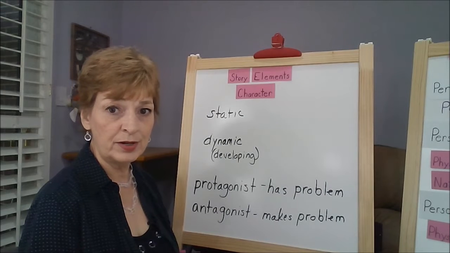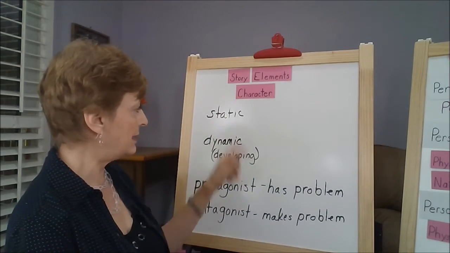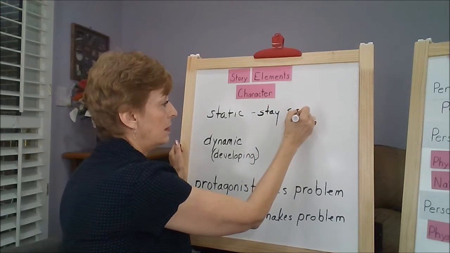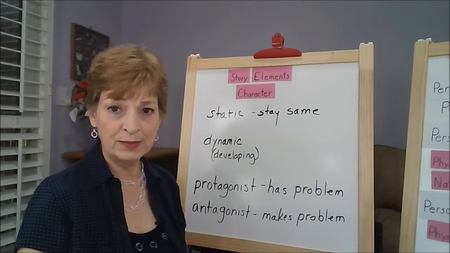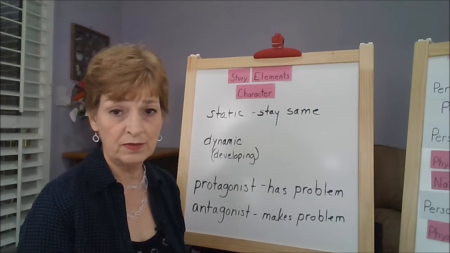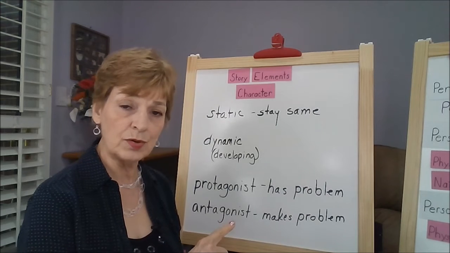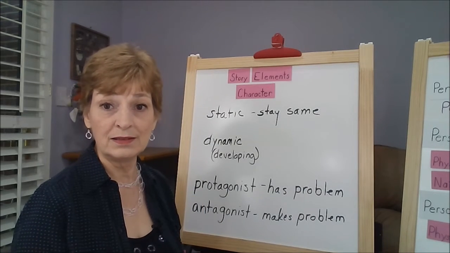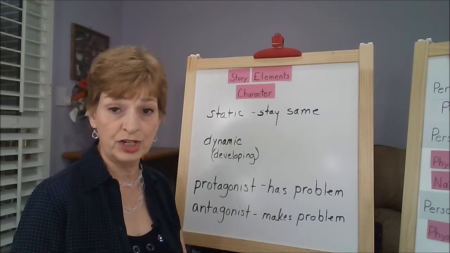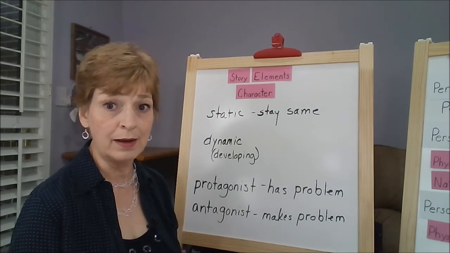Another part of the character, the elements of the story under character, would be whether the character is static or dynamic. A static character stays the same. The character doesn't really change much from the beginning of the story to the end of the story. One of my favorite examples of static character would be Cinderella. Cinderella was a really nice person at the beginning of the story, and she continued to be very nice throughout the whole fairy tale. Even though it took a lot of energy for her to remain constant with that, she really didn't change from the beginning of the episode until the end.